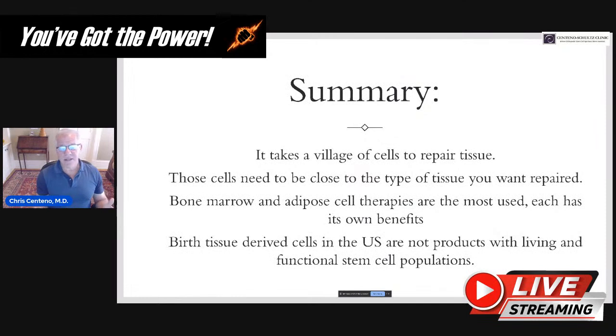So in summary, it takes a village of cells to repair tissue. Those cells need to be close to the type of tissue you want repaired. Bone marrow and adipose cell therapies are the most used by legit providers. Each has its own benefits. Fringe providers tend to use birth tissue-derived cells, and in the US, those are not living, meaning they're not products with living and functional stem cell populations.